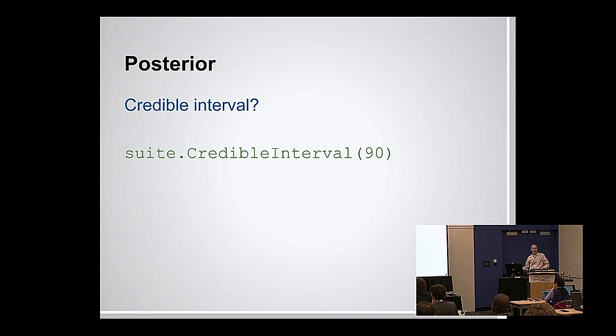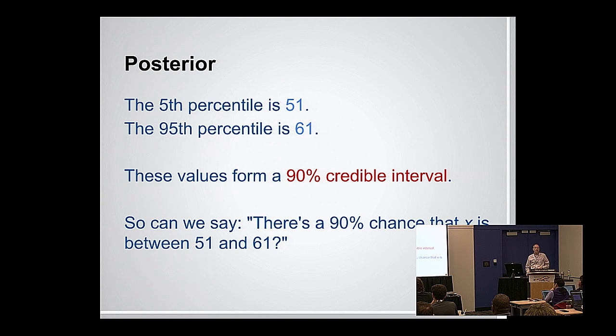You can get a credible interval. In this case, the 90% credible interval is between 51 and 61. Okay. Now, I want to make one point, getting back to confidence intervals. This is one of the things that is complicated in classical statistics and remarkably simple in Bayesian land. You're always tempted, when you compute a credible interval, to say, is there a 90% chance that X falls in that interval?